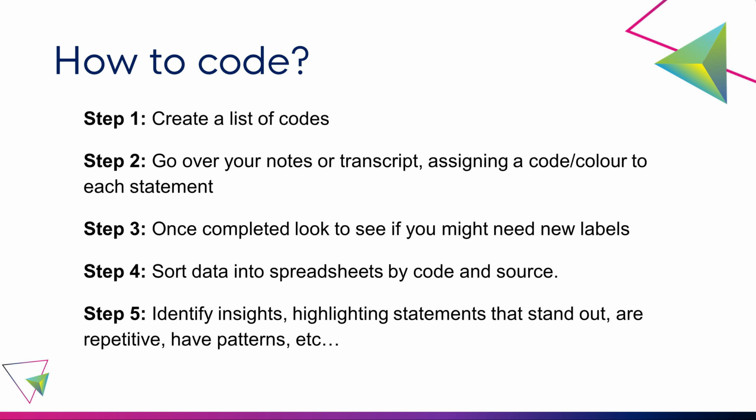Once you've created new categories, code the remaining statements previously filed under Other and see if there are previously coded statements that would be better suited in the new categories. Step 4. Once you finish coding your data, you can copy and paste each statement into a spreadsheet, sorting your data by code and by source.